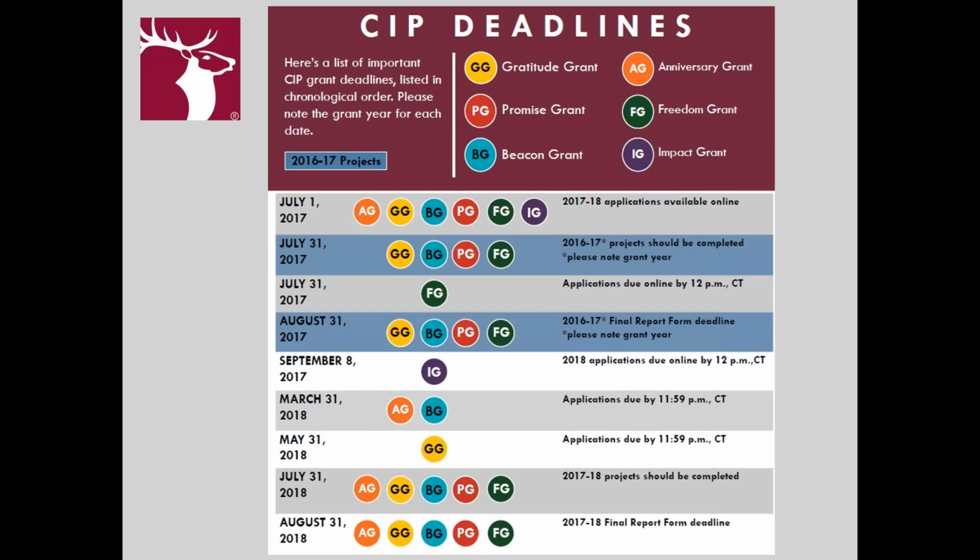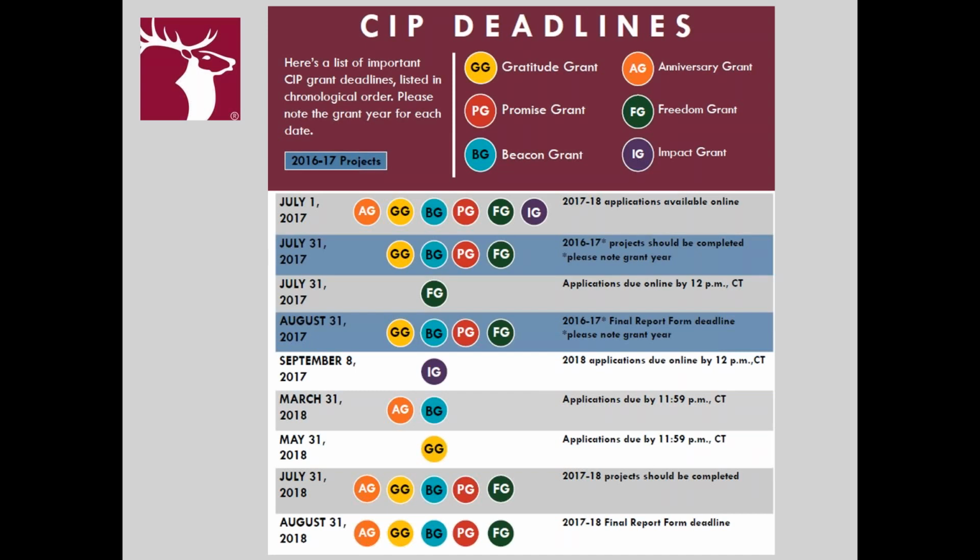And then for the 2017-18 grant applications, those will open on July 1st. And please note that all 2016-17 grants are annotated with 2016-17 and an asterisk on the side. Please note that grant year, July 31st, all grant projects should be completed from the 2016-17 year. July 31st, 2017 as well. Applications for the Freedom Grant are due online at noon Central Time. August 31st, that's when all 2016-17 final report forms should be into the CIP office.